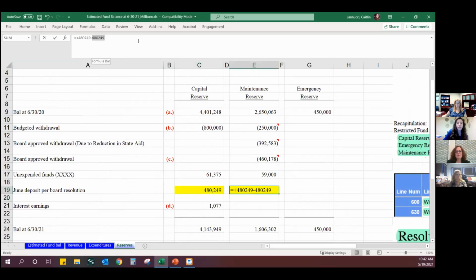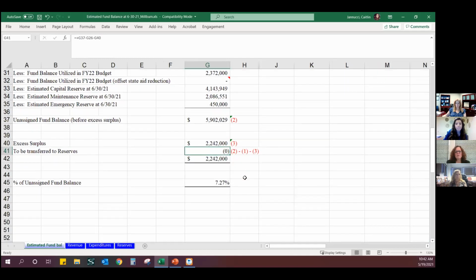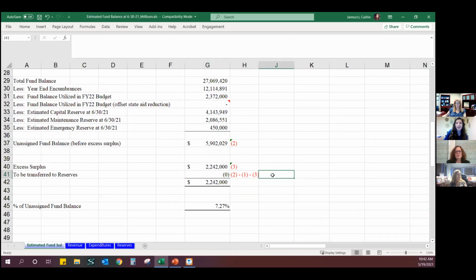So if I do that adjustment now, that will obviously change our projected balance of the reserves. And if we go back to our summary tab, we want this really to be 0 so that we know that we're accounting for everything that was over the maximum unassigned. We put a portion back into designated for excess surplus, and then a portion to replenish our reserves with. And that is how we project fund balance.